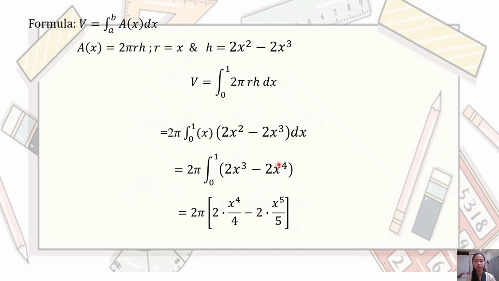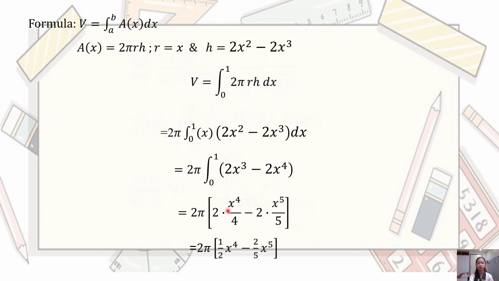Now we have here the integral. You will keep the constant, add 1 to the exponent, and divide by the new exponent. So we have here, copy 2π, quantity of 2 times x raised to 4. So why is our exponent 4? Because we add 1 to our exponent, and the sum of our exponent, we use that as the divisor. So x raised to 4 divided by 4 minus 2 times x raised to 5 divided by 5. So why 5? Because 4 plus 1 is 5.